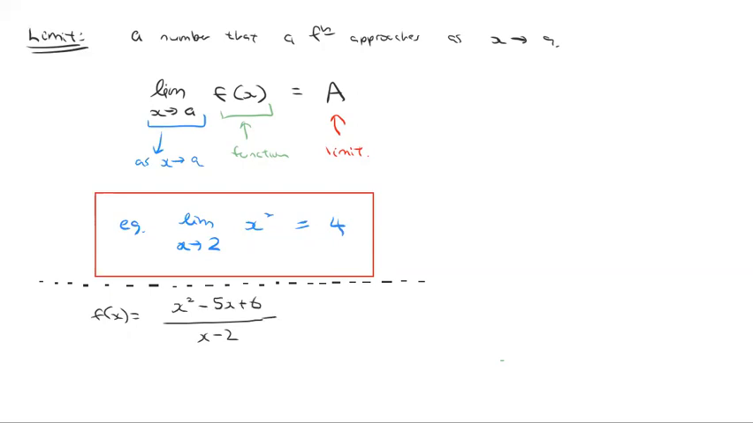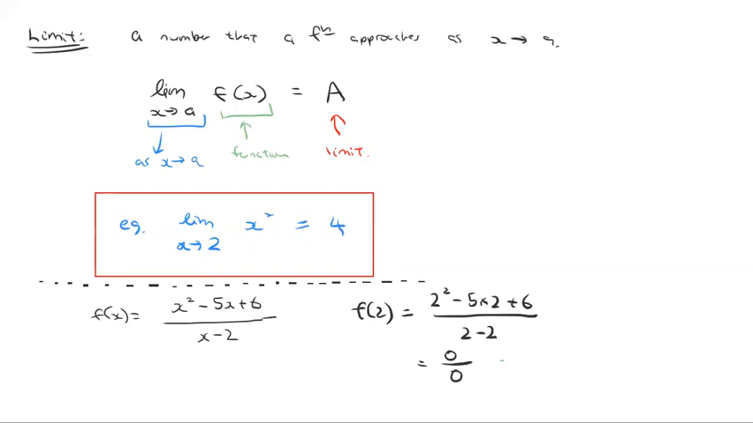All right, let me ask you, what is f of 2? If we sub 2 into that, what do we get? Well, you'll get 2 squared minus 5 times 2 plus 6, over 2 minus 2. And then you'll get 0 over 0. And what's that?